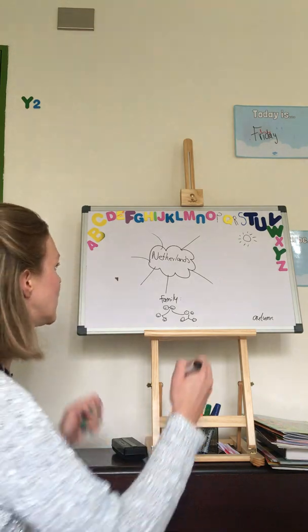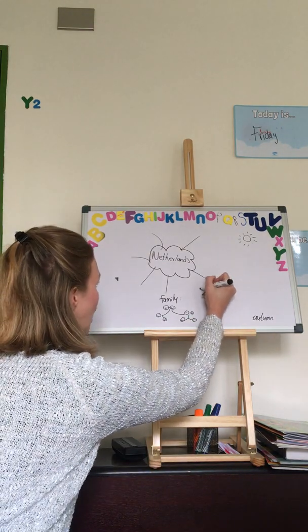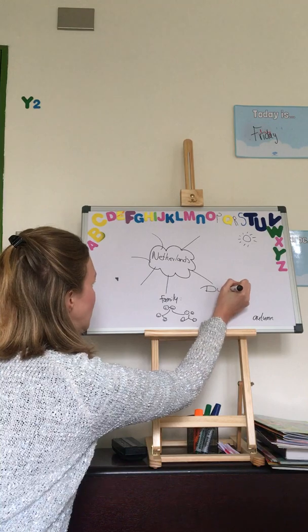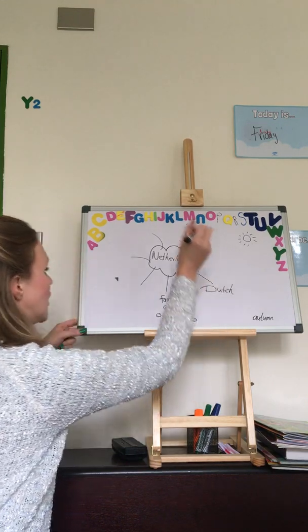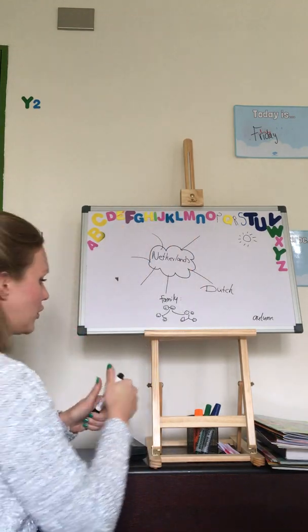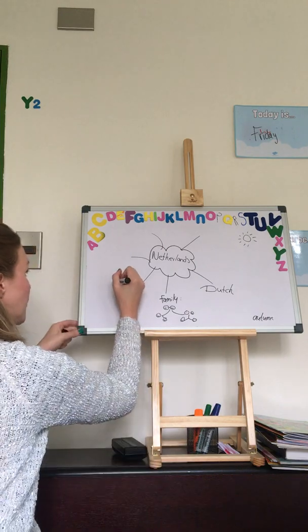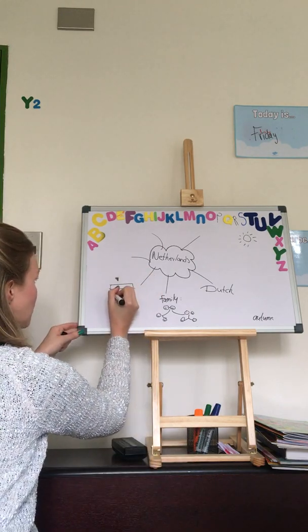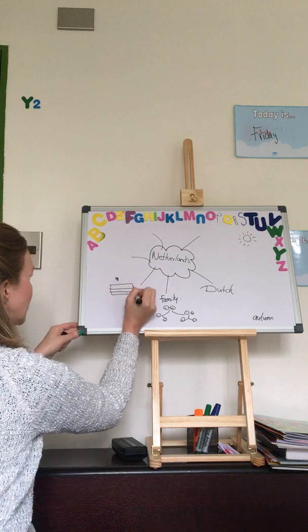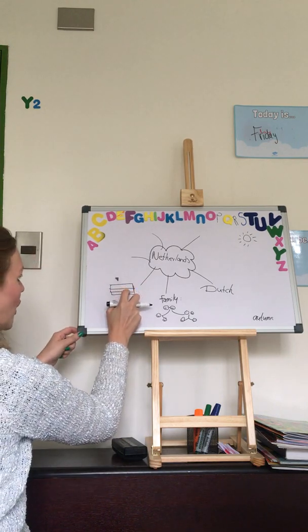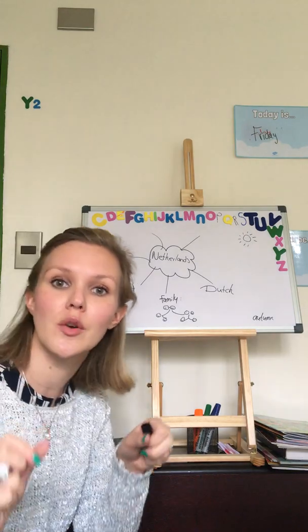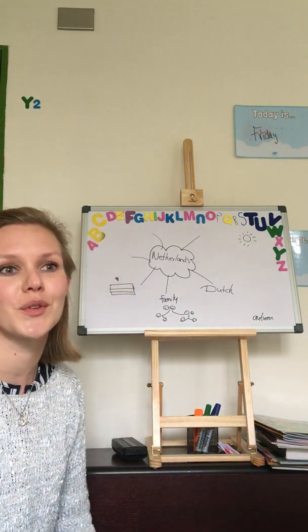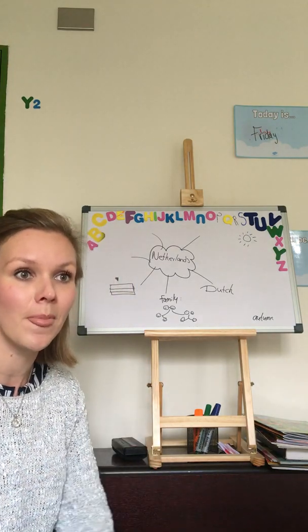Let's see, in Holland we speak Dutch. So I'm going to write down Dutch. Also, you can, for example, draw the flag of your country. In my case, it has 3 lines. It's red, white and blue, so you can color it. I'm not going to do that now because it will take too much time, yeah?